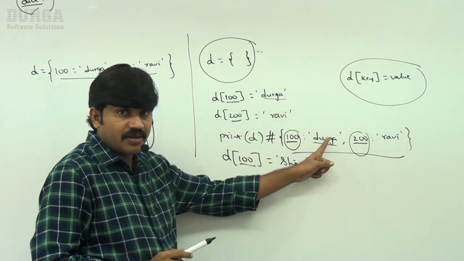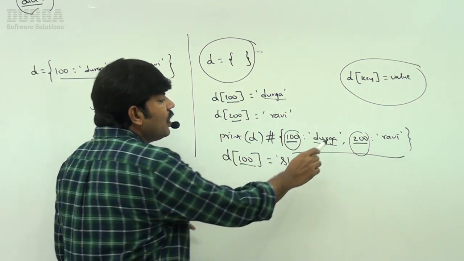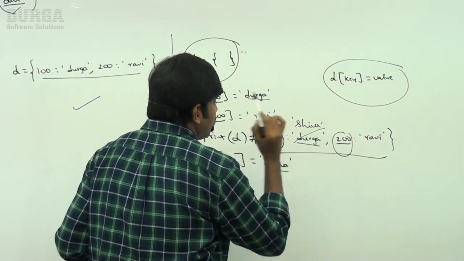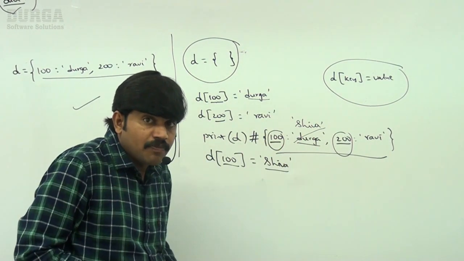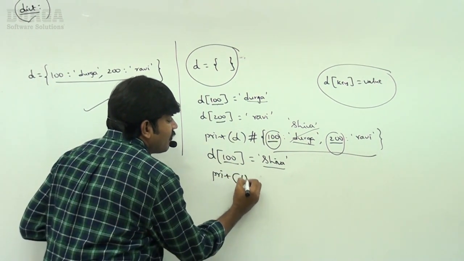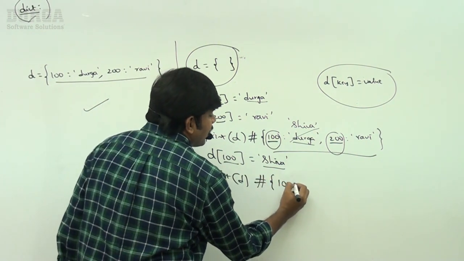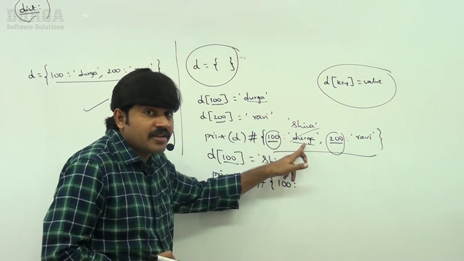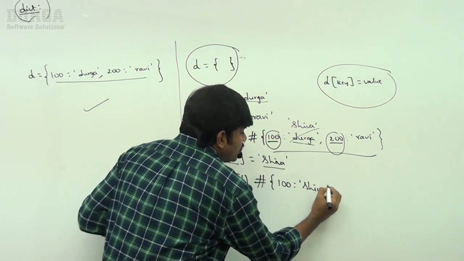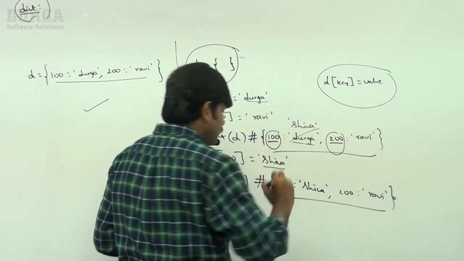Durga is the value associated with this 100. If the key is already available, then the old value is replaced with this new value. Remember this one: the old value will be replaced with the new value. Sir, if you print D, what is the output we are going to get? Very simple: 100. Earlier, 100 was associated with which person? Durga. But now 100 is associated with Shiva, comma, 200 is associated with Ravi, like this, right?